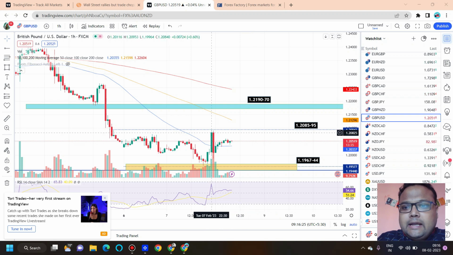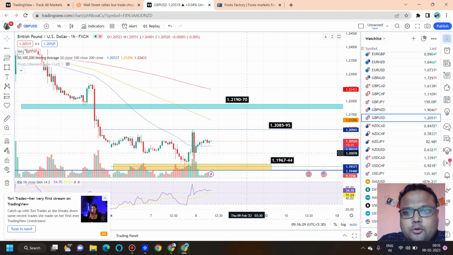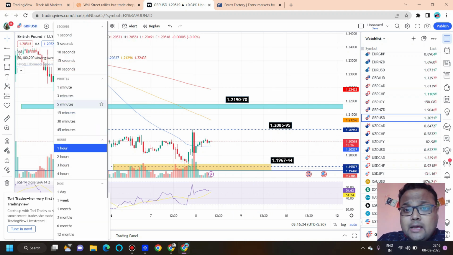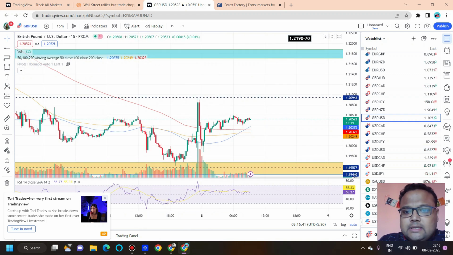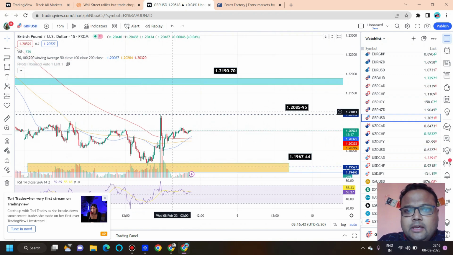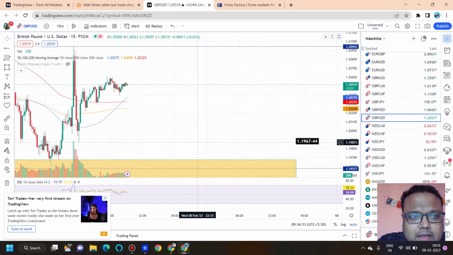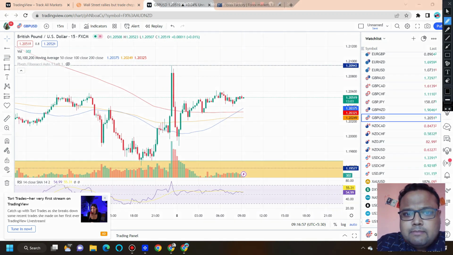Clear? On the other hand, if the market falls, then the support is around 1.1967 to 1.1944. I have talked about 1.1944 in my previous videos as well, so that particular support zone is still very much valid. If the market comes down, observe the market. If the volatility remains like this, then there's a high chance that the market will take support and bounce.